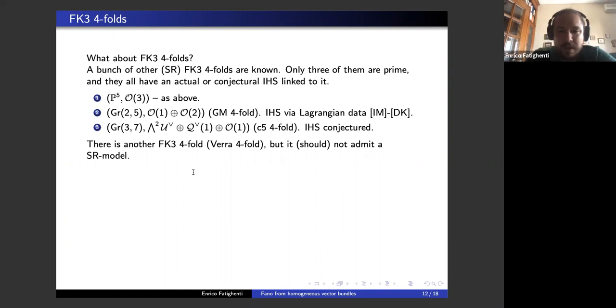Okay. And then there is another Fano K3-type fourfold, which is known in the literature. It's called the Debarre-Voisin fourfold, but it should not admit an SR model. In fact, it is described as a double cover of P2 cross P2 ramified in a divisor of bidegree 2,2.